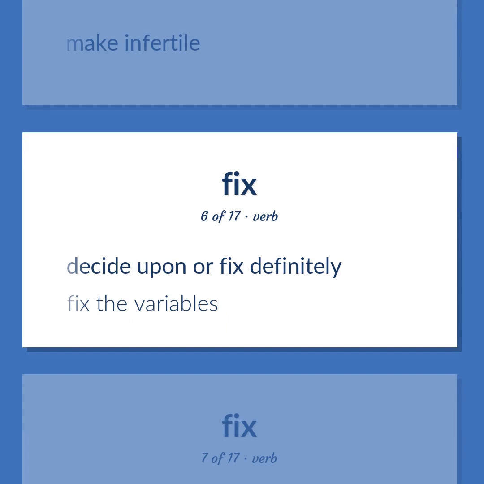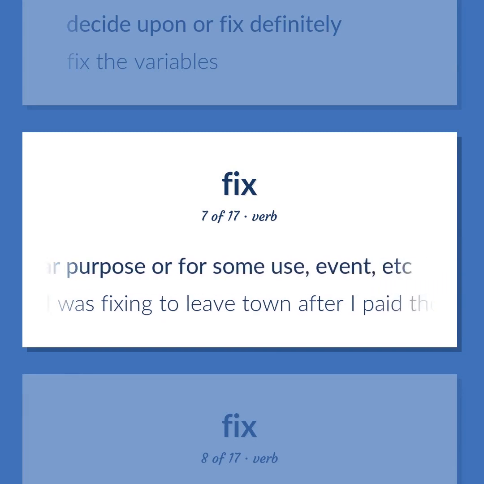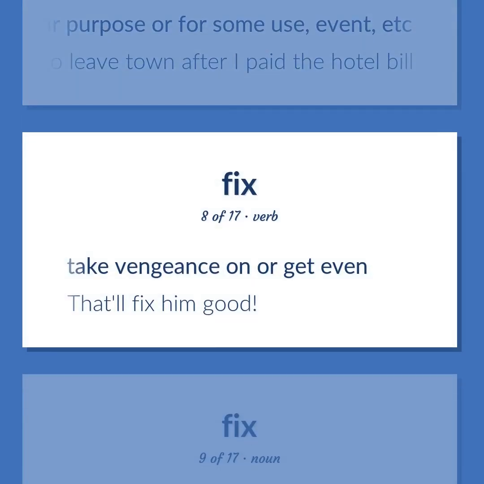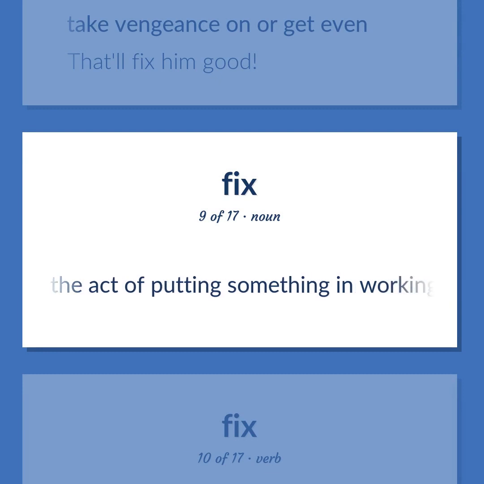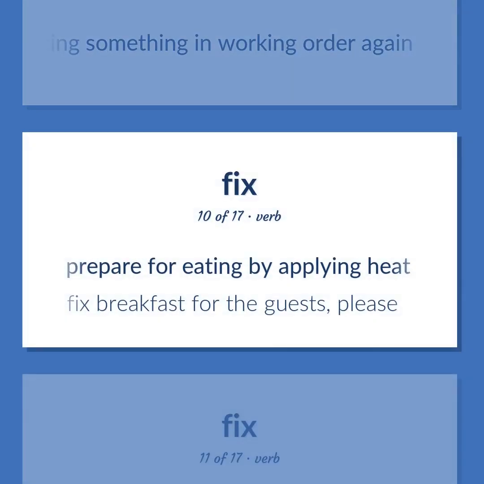Fix the variables. Make ready or suitable or equip in advance for a particular purpose or for some use, event, etc. I was fixing to leave town after I paid the hotel bill. Take vengeance on or get even. That'll fix him good. The act of putting something in working order again. Prepare for eating by applying heat. Fix breakfast for the guests, please.